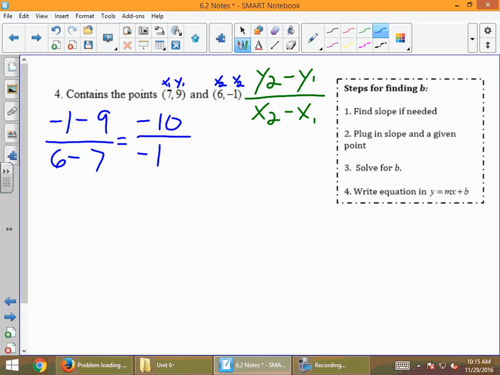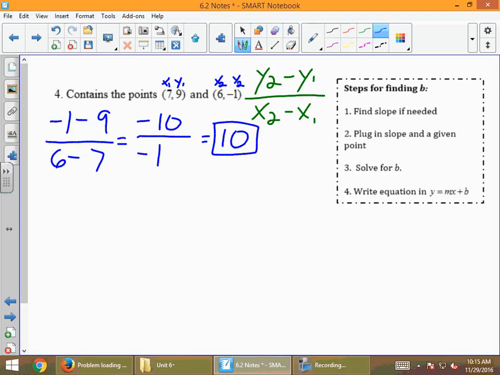Wait a second. What happens to this fraction? Jason, you got a 10, right? Negative or positive? Positive? It is positive. Negative over negative does make it a positive. Very good. So guess what? We just found our slope of 10, or 10 over 1, however you want to think about it. It's 10. Great. Do I have my y-intercept?